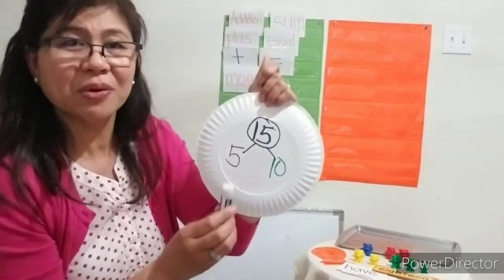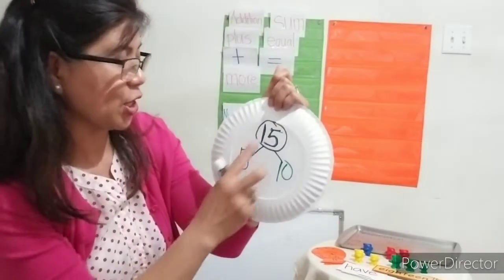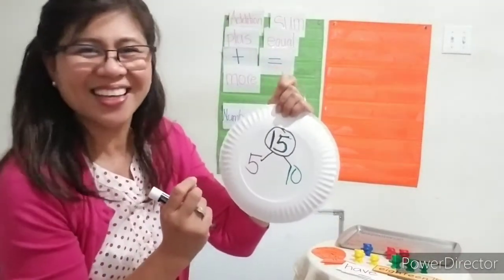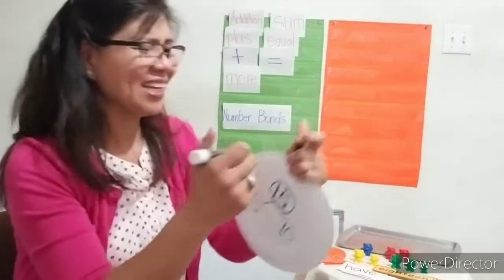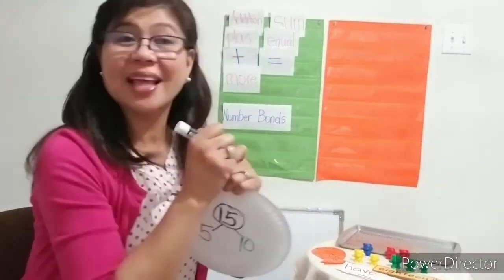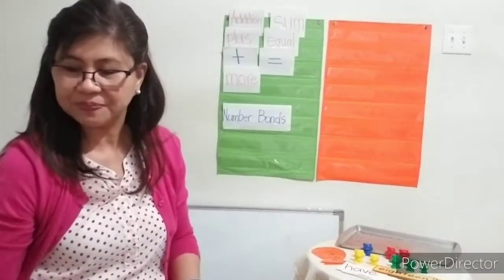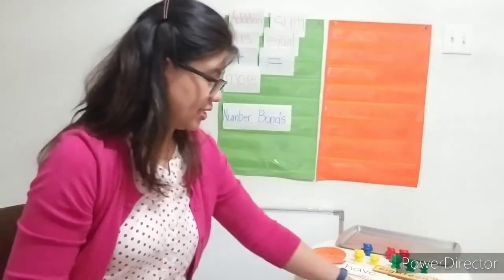I know my number bonds. Two parts make a whole. We come and sing along. Number bonds, number bonds, number bonds. I really can't get that song right, okay? But that should be the last time I'm going to sing the number bonds because we need to move on to our next lesson, okay?